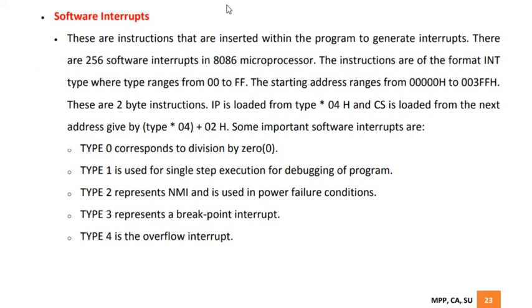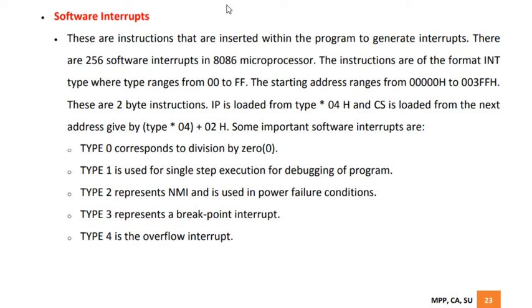Now, software interrupts. These are basically programming instructions that are inserted into the program in order to generate interrupts. In case of 8086, there are 256 software interrupts. These instructions are of the format INT type. In some of the literature, you may find it as INT N, where type ranges from 0 to FF, that is, from 0 to 255.